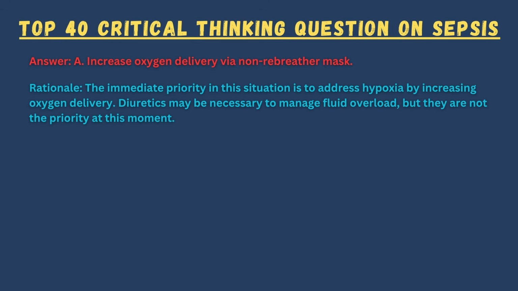Answer: A. Increase oxygen delivery via non-rebreather mask. Rationale: The immediate priority in this situation is to address hypoxia by increasing oxygen delivery. Diuretics may be necessary to manage fluid overload, but they are not the priority at this moment.